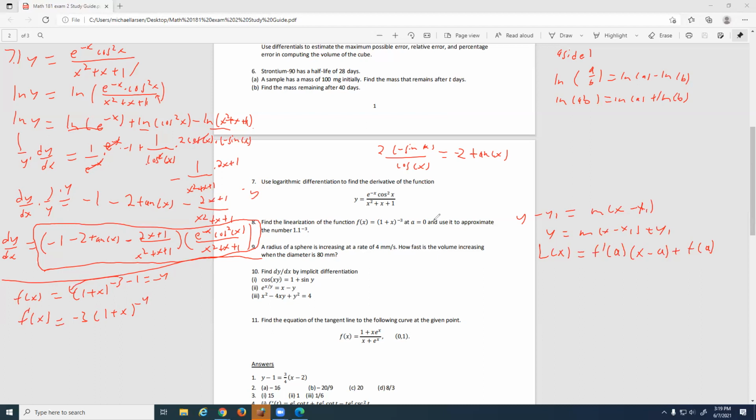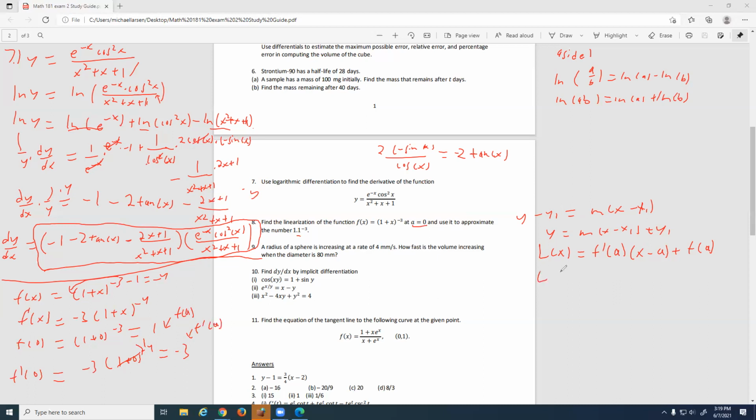Now, we have a equals 0, and we're using it to approximate this number. All right, so a is equal to 0, so we need to find f of 0 and also f prime of 0. For f of 0, we plug 0 into our original function, so we have 1 plus 0 all to the minus 3. That simplifies to 1 to the minus 3, which is just 1, since 1 to any power is just 1. For f prime of 0, we have minus 3 times 1 plus 0 to the minus 4. This whole term goes to 1, so we just get minus 3 on the outside. So this is our f of a, and this is our f prime of a.